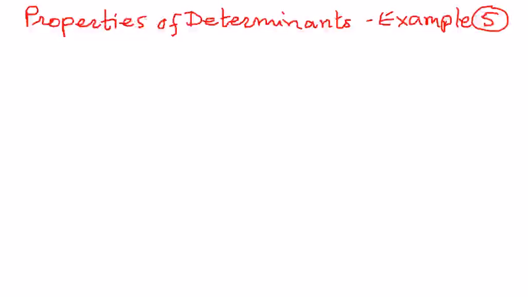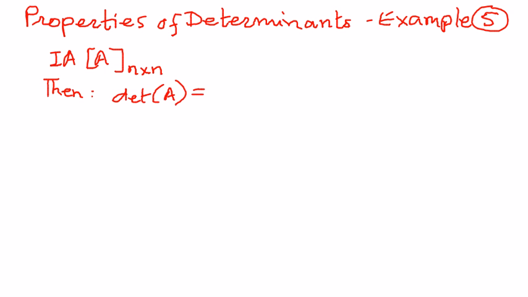Welcome to my presentation. In this presentation, let us try to see how we can use the properties of determinants to solve simple example problems. One of the properties of determinants is telling us that if A is a square matrix, then the determinant of A is going to be the same as the determinant of A transpose.